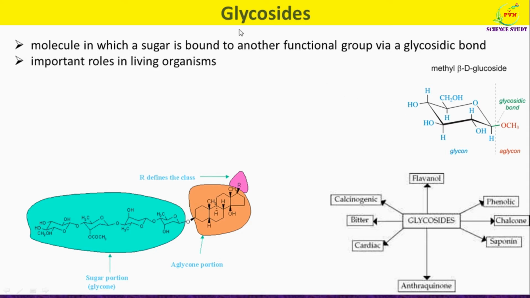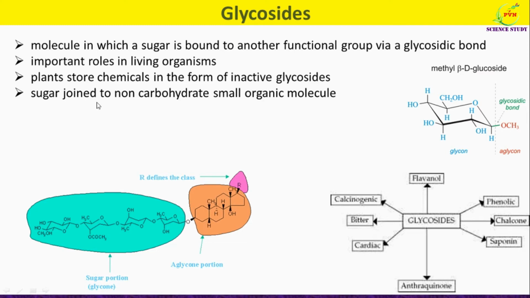Glycosides play numerous important roles in living organisms. Many plants store chemicals in the form of inactive glycosides. Glycoside is a molecule formed by joining of sugar to non-carbohydrate small organic molecules. The sugar group present is known as the glycone part, while the non-sugar group is known as the aglycone part.